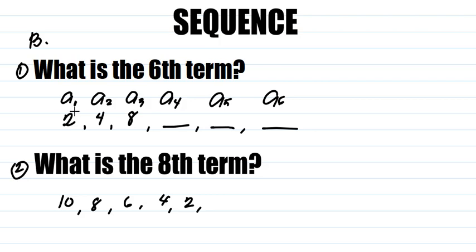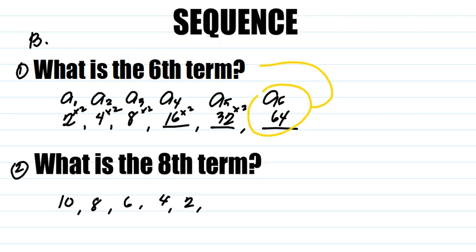So, 2 times 2 became 4 times 2 became 8 times 2. So, yung A sub 4 natin ay 16 times 2. Yung A sub 5 ay 32. Multiply it 2 sa pinakahuling part. So, 32 times 2 is 64. At yun yung 6th term. And that is our answer.